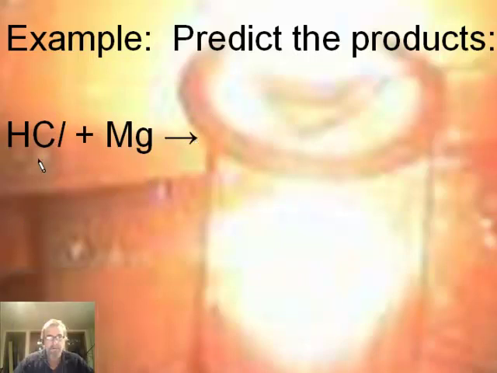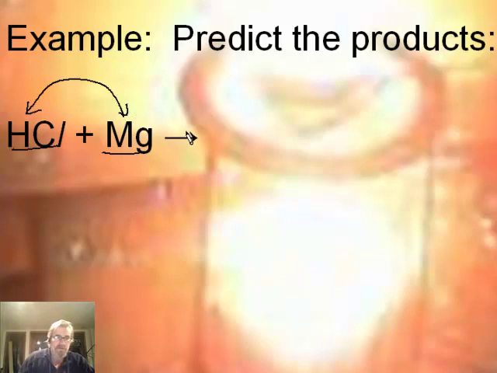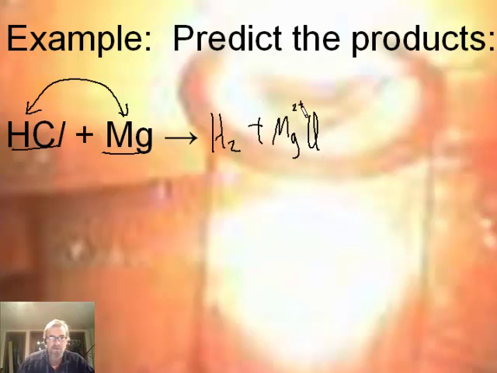This is an acid, and here's a cheap metal, magnesium. Magnesium is going to replace the hydrogen in the acid. So hydrogen will now be by itself, and magnesium will go together with the chlorine. Magnesium's 2+ because it's column 2. Chlorine's 1-. So MgCl2 is our compound that we have when we're done.